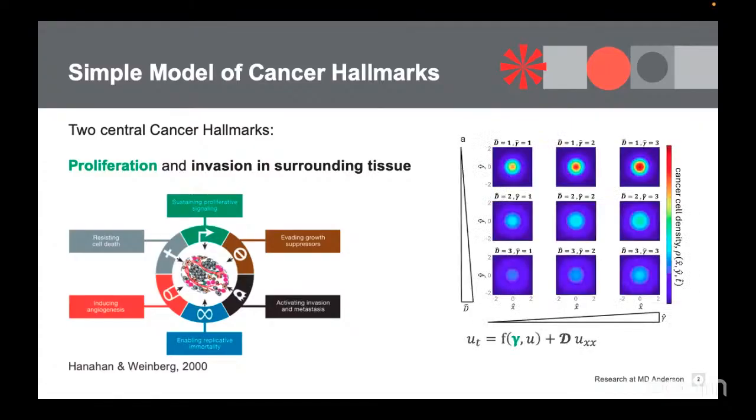For example, with a partial differential equation looking like this, where you have some function for the proliferation and some dispersion in space, diffusion. Shown are a couple of different parameter combinations here for the exponential growth. So the simplest approach you can think of, but this has already been used.